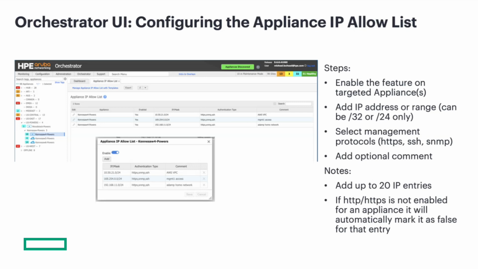You can then enter either a /32 or a /24. So you can do one IP address or a range of a /24 block only. Those are your two options. You can then also select which management protocols you want to limit: HTTP, SSH, or SNMP, or all three.